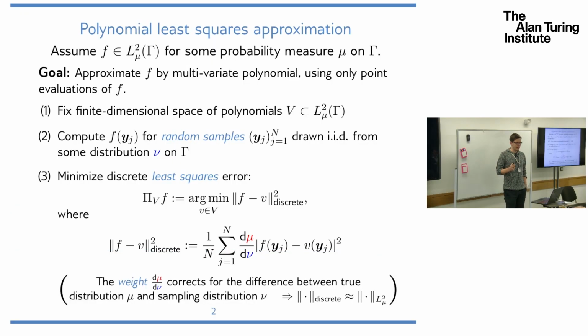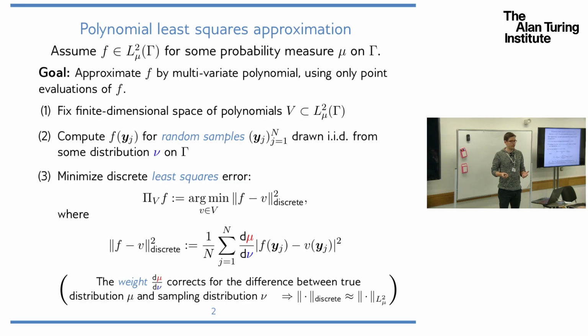Okay, so now to recapitulate what we've seen this morning, I have one slide. And I applied some random permutation of the notation, so you've got to be careful and keep an active mind. So we're going to just assume that we have a general function f in some Lebesgue space on a domain gamma that is equipped with a probability measure mu. And we assume that we want to approximate this function f by a multivariate polynomial, and that we are only allowed to find this polynomial using point evaluations of this function f.